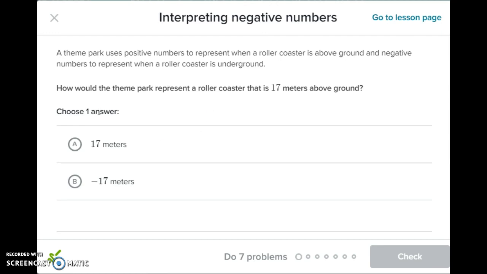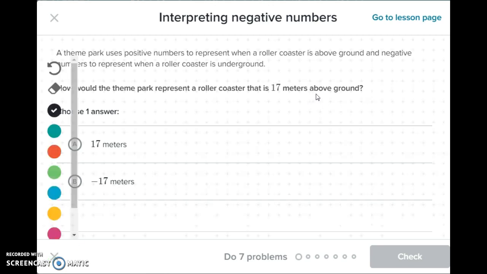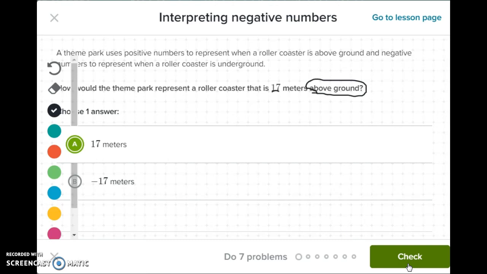So, we need to know. We already know that it uses positive numbers to represent when it's above ground. And this says above ground. So we know that it uses positive numbers. 17. So the correct answer would be 17, because this has a negative sign in it. We don't want the negative sign. So A is the correct answer.